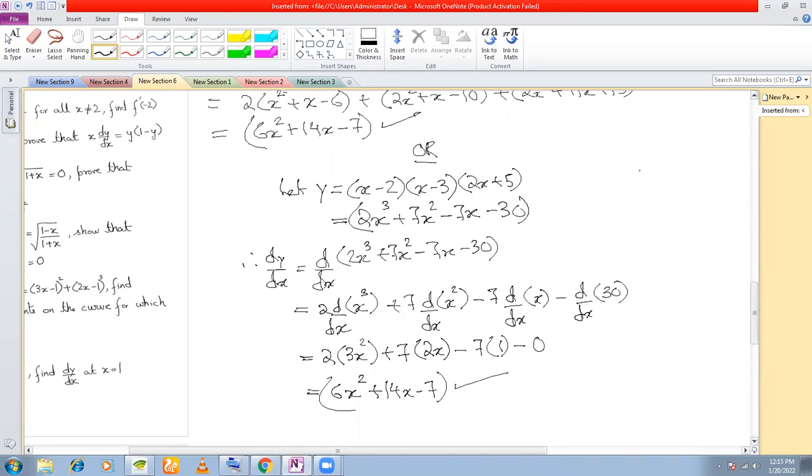And whenever I get a product of polynomials, I will always prefer this method instead of using the UV rule. Whenever you get a product of a polynomial and a trigonometric function, or a product of a polynomial and a logarithmic function, then you can use your UV rule or UVW rule. But if it is a product of all polynomials, it is always advisable to multiply all the polynomials and then differentiate. Okay, fine. So that's it for today. I'll stop here.